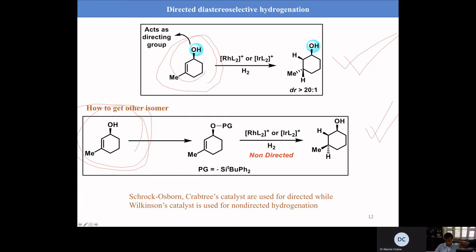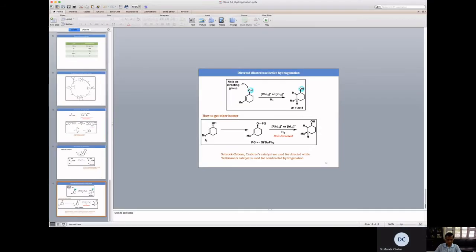Which is quite interesting, and both the products could be of immense importance synthetically, both in industry as well as academia. So both Stork-Osborne catalyst as well as Crabtree's catalyst are used for directed hydrogenation, while Wilkinson catalyst is usually used for non-directed hydrogenation reactions. If there is any question, I'll be happy to answer. Please go ahead and ask any question that you may have.